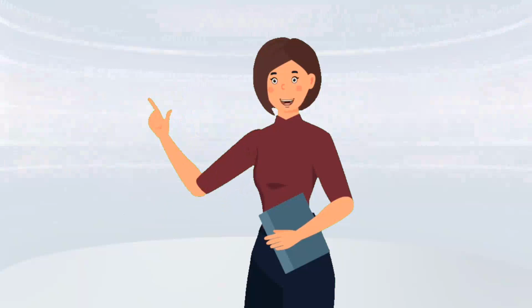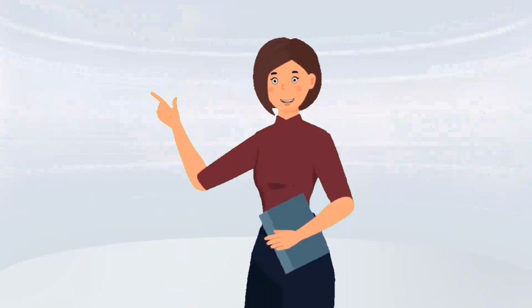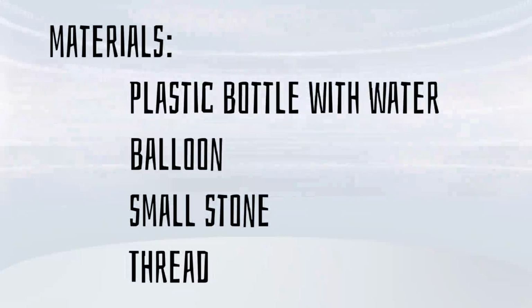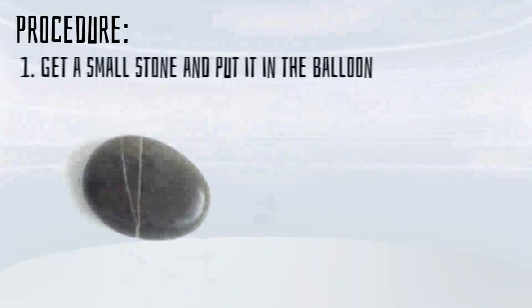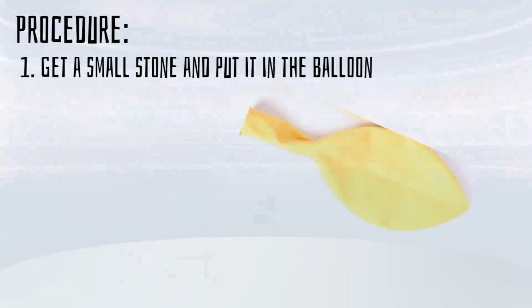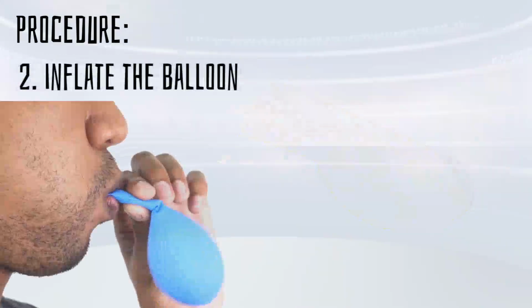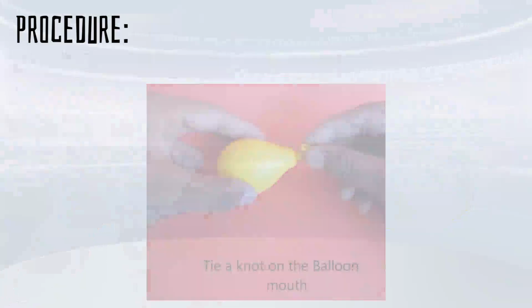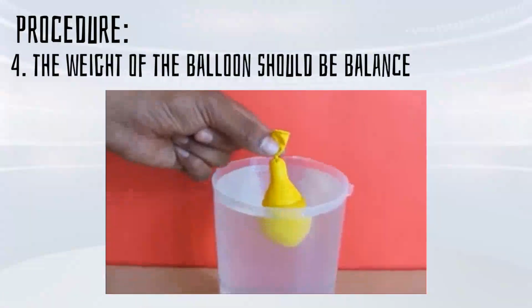Now, we're going to investigate the effect of pressure on the volume of gases by doing this simple activity. The materials needed are the following: plastic bottle with water, balloon, small stone, thread. Under the procedure, get a small stone and put it in the balloon. Inflate the balloon. Tie a knot on the balloon mouth. The weight of the balloon should be balanced.